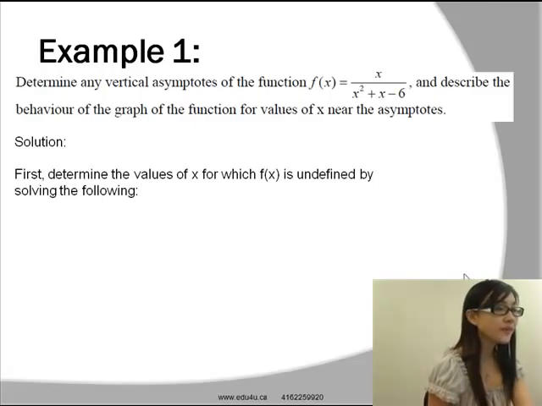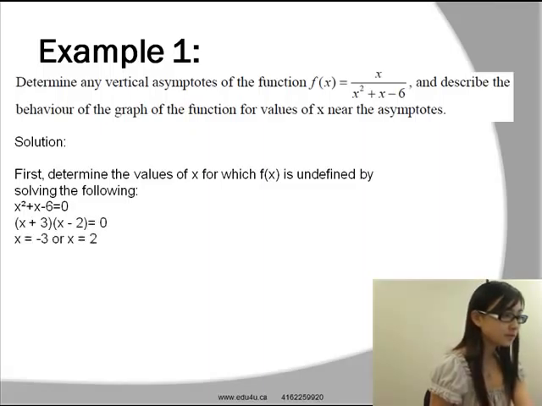First, what we have to do is determine the value of x for which f(x) will be undefined. Therefore, we have to make q(x), which is the denominator of f(x), equal to 0. So we have x squared plus x minus 6 equal to 0, and when we solve by factoring, we get x equals negative 3 or x equals 2.